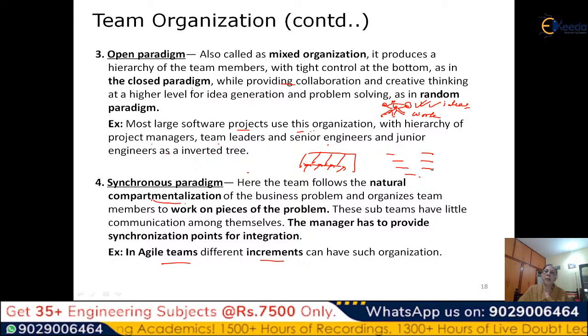Either they are going parallelly, this is the time domain, or they are going slightly deferred. When you have so many increments, at some point of time you need to synchronize. When this one goes to delivery and this one goes to delivery, somewhere you have to synchronize. Because they are independent sub-teams, there is nobody to do that, so you need a manager or someone who will be the point of synchronization. That is why you call it the synchronous paradigm.